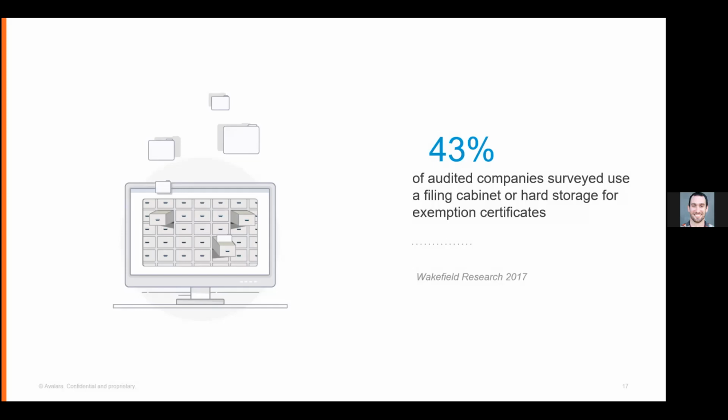Everyone definitely doesn't have a solid process of renewing that exemption certificate. And we've seen, like the stat says, 43% of audited companies just have a filing cabinet or hard storage for exemption certificates. What that means for a lot of companies is it's a set it and forget it. They've collected an exemption certificate up front, put it in a filing cabinet, and have no recourse of updating that exemption certificate. So it's one of the long lost activities to gather those updated exemption certificates.